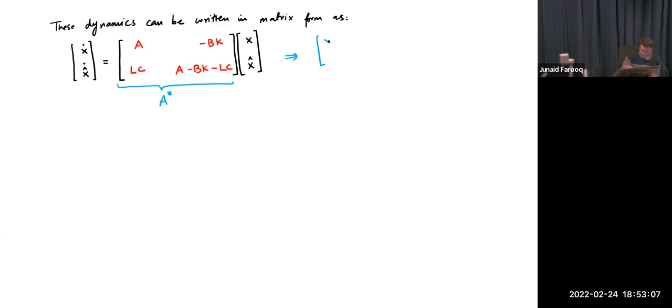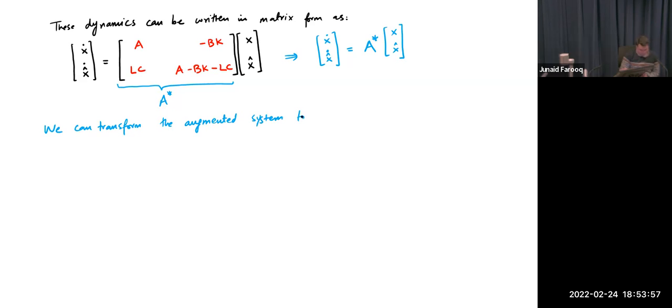So basically your x dot x hat dot is some A star times x and x hat. Now to convert this into a new state space, let's do a small trick here that will help simplify the system. So we can transform the augmented system to new coordinates, and that coordinate basically says you have x and e, which is the error.